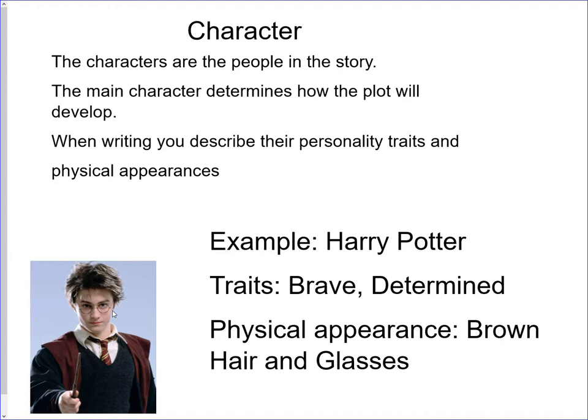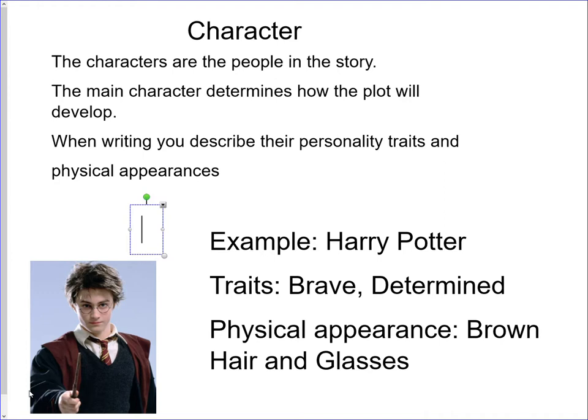So a good example is Harry Potter, right? So traits of Harry Potter would be that he's brave and he's determined. So you want to be able to show Harry Potter being brave, showing that he's being determined, that he's not giving up. Those are the kinds of things you want to show in the beginning of the story and also throughout your story, that he's showing those traits. Also, you want to describe his physical appearances so people can get an idea of what he looks like. So you can talk about that he has brown hair, that he wears glasses. All those things are important to make sure people understand what your character is so they can get a good idea of what they're all about.